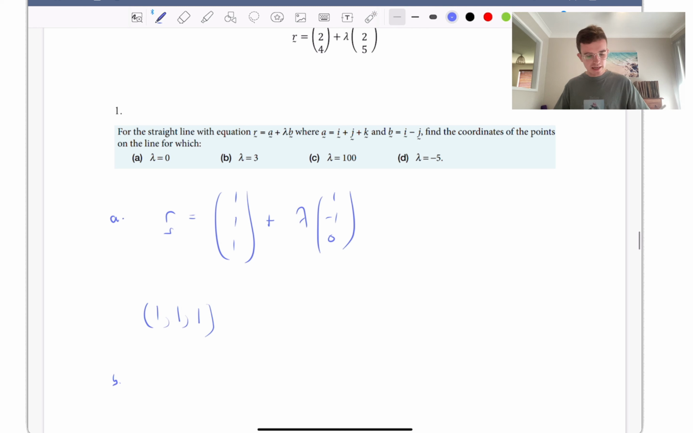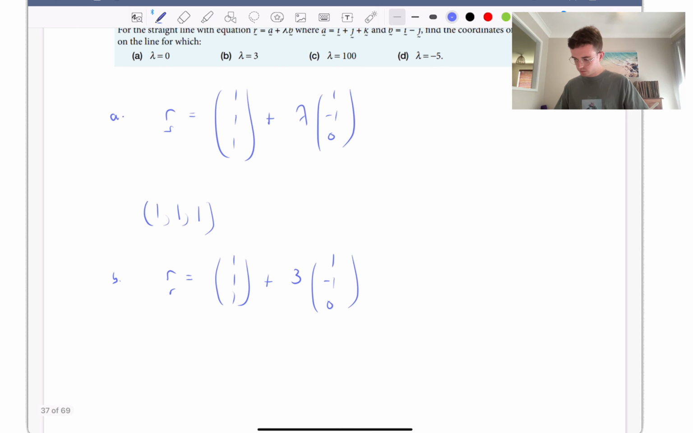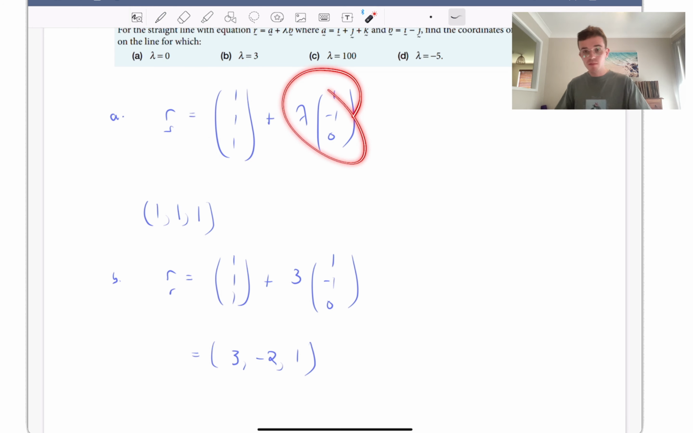Part B, when lambda equals 3, we're just going r is equal to (1, 1, 1) plus 3 lots of this point. And that would just give us (3, -3, 0) added on, so (4, -2, 1). So all we've done is multiplied that second vector by 3. Now all of these points lie along the same line because we've got the same starting point and we're just adding different multiples of the same vector onto it.